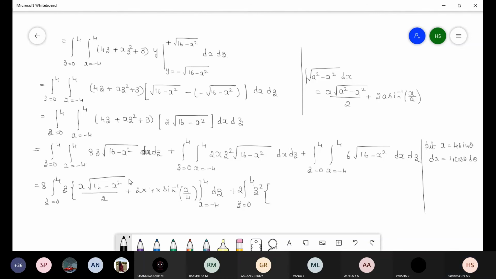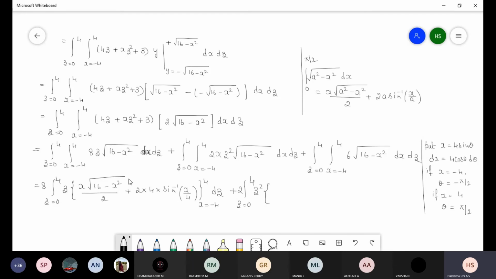Next, if x is equal to minus 4, theta will be sine inverse of minus 1, which is minus pi by 2. If x is equal to 4, theta is equal to pi by 2. So here we have to do a conversion, here 0 to pi by 2.